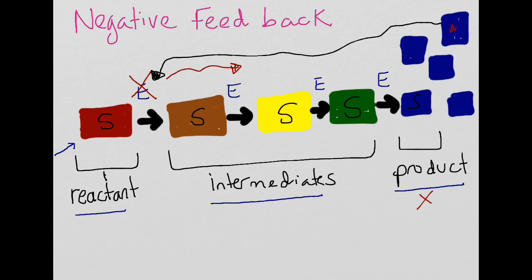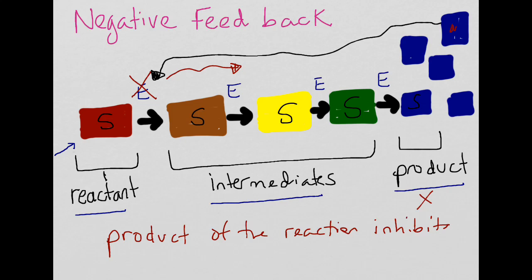So the product of the reaction inhibits an enzyme in the pathway. So it's self-regulating so that you don't overaccumulate too many of those blue substrate blocks. It shuts it down. That's negative feedback.